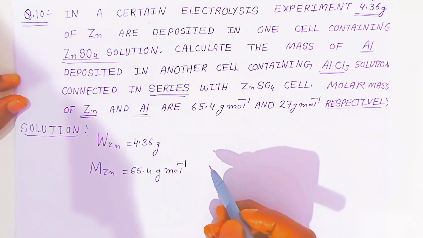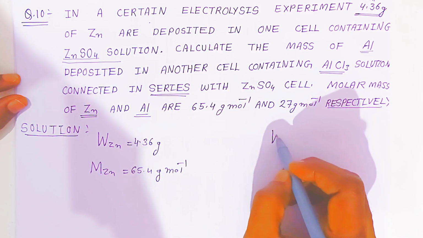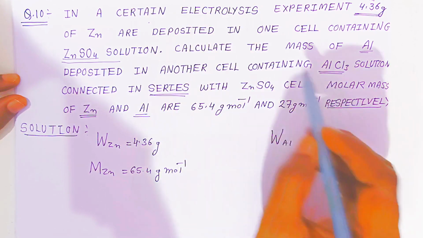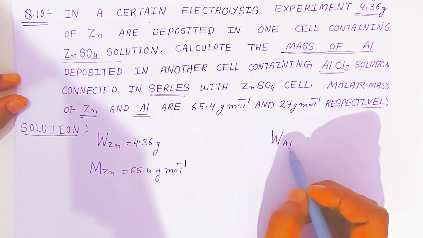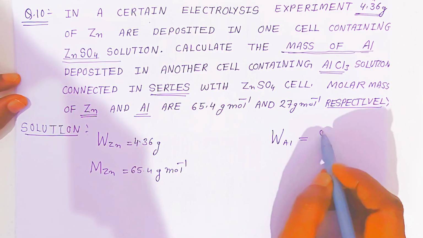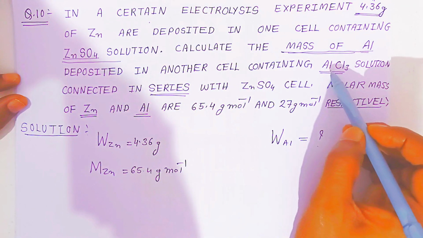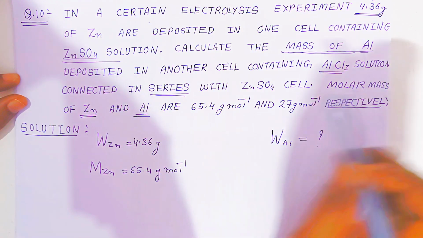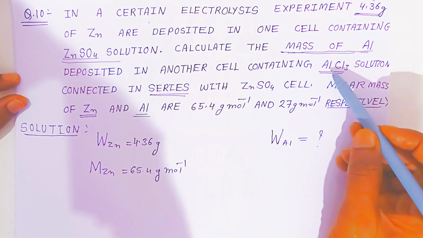Now what else is given in the second cell students? Aluminium cell. Weight of aluminium you have to find. What you have to calculate is the mass of aluminium, that is W of Al. What will be the weight of aluminium, when aluminium is in contact with aluminum trichloride solution? Here zinc is in contact with zinc sulfate solution and aluminium is in contact with aluminum trichloride solution.